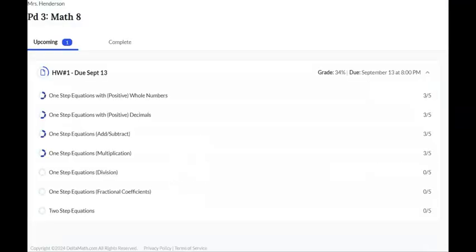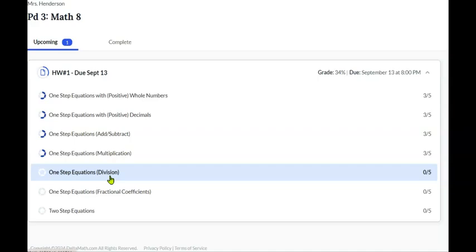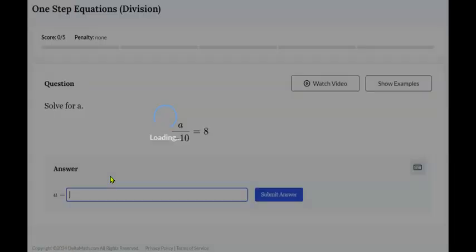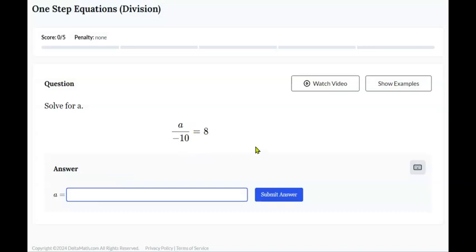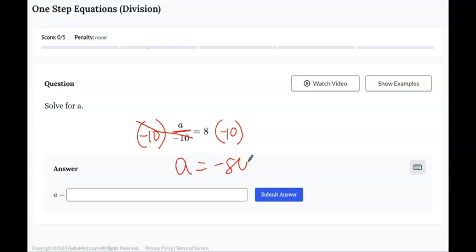Now let's take a look at the next topic, which is one-step equations that have a division sign in them. If you have a division sign already in your problem, then you're not going to use division to solve it. You're going to do the opposite operation of division, which is multiplication. And now we show multiplication with parentheses. What are we multiplying by? Whatever is dividing a. So if it's a negative 10, we write negative 10. These two cancel, and then we compute.